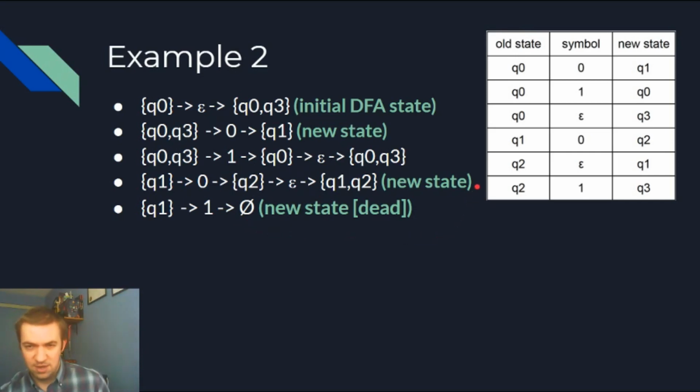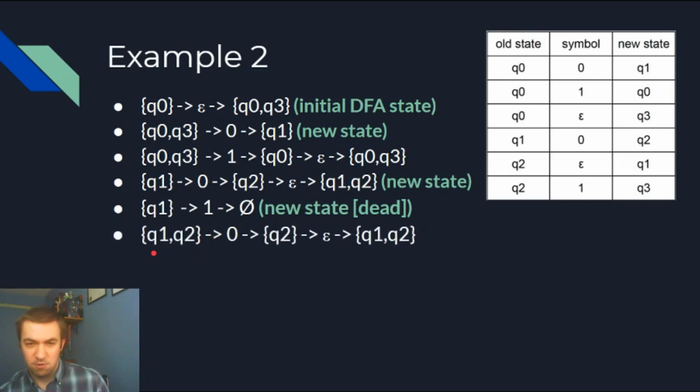Alright, we still have a new state here, Q1 and Q2, so let's process what we can do from there. If we pass 0 to Q1 or Q2, we can go over to our chart and see that Q2 doesn't really go anywhere if we pass it a 0, so there's nothing to do there. But if we pass 0 to Q1, that leads us to Q2. And just like before, we can follow the epsilon transition, and we can see it's just going to loop back on itself. So Q1, Q2, if you give it the input 0, it's just going to go back to itself.